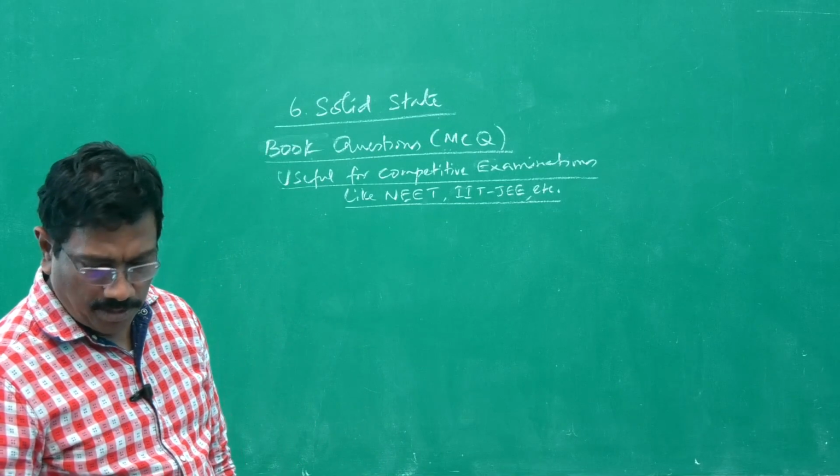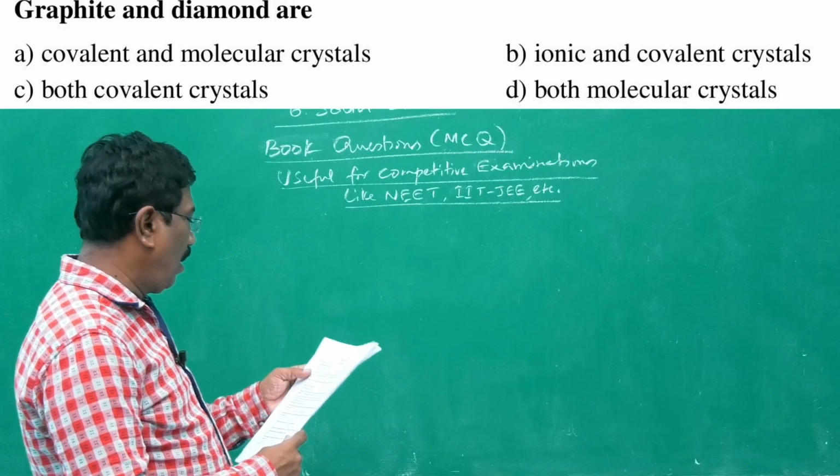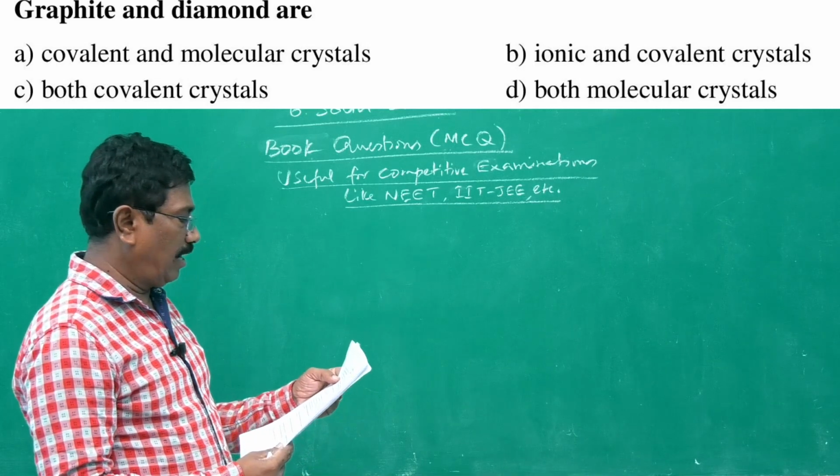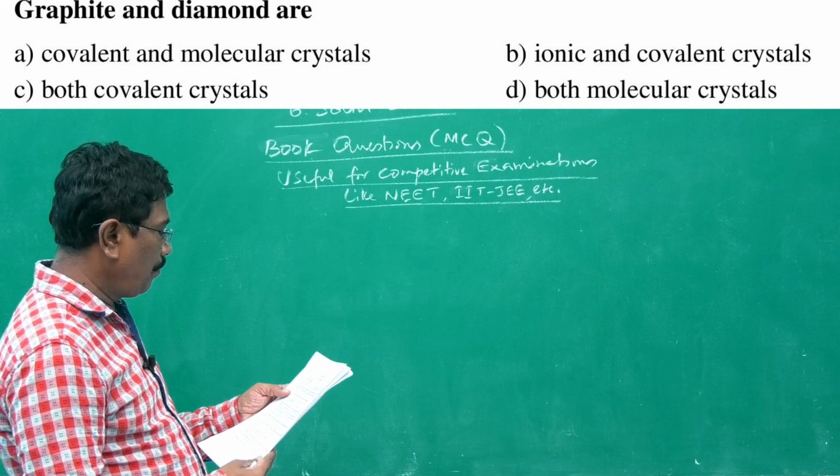Now, graphite and diamond, both of them form covalent crystals, and therefore option C is the correct one.